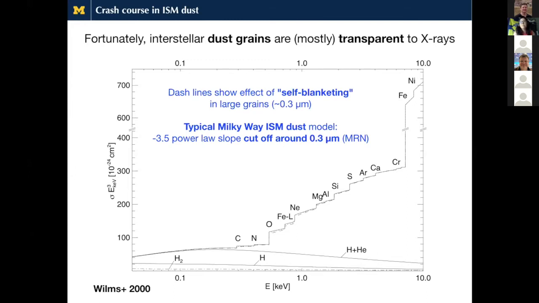And for this reason, people have tended to ignore dust grains, I think, in the X-rays, or at least not worry too much about it and only use absorption models. And I just want to point out that this 0.3 microns tends to be the upper limit of most dust grain size distributions that people consider for the interstellar medium.